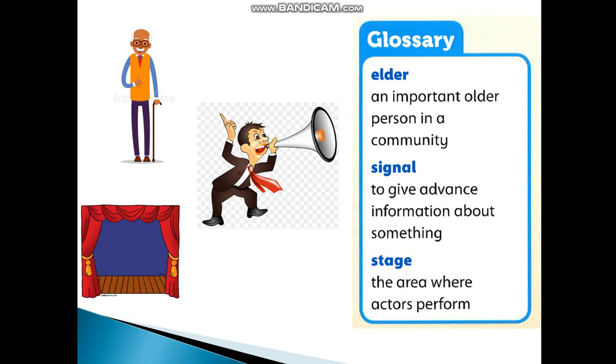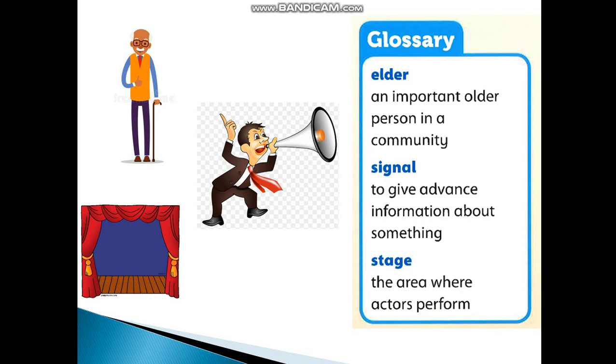There are people that we go and ask for advice from, people who give us good words, people who encourage us to do the good things. So an elder is an important older person in a community. Now, the second one is signal.